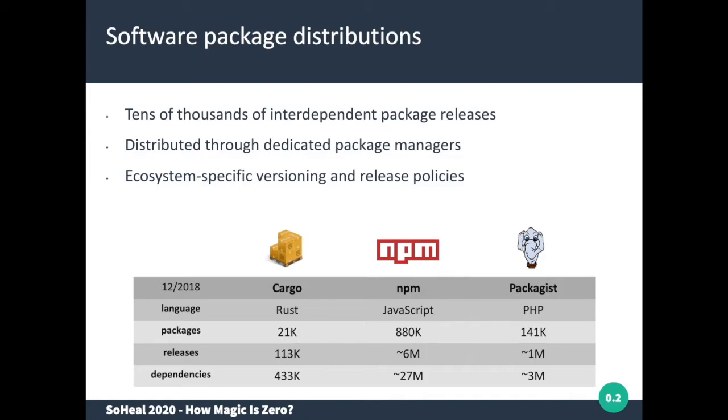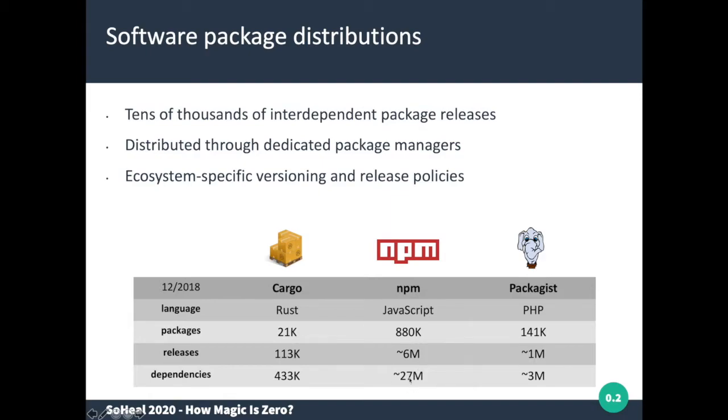The three package distributions that we have studied as part of this research are Cargo for the Rust programming language, NPM for the JavaScript language, and Packagist for the PHP language. We can see that there are three huge ecosystems that in terms of number of packages count between tens of thousands and hundreds of thousands of packages, even more package releases, and yet even more dependencies that may range into the millions.